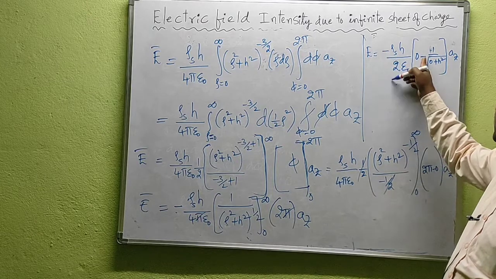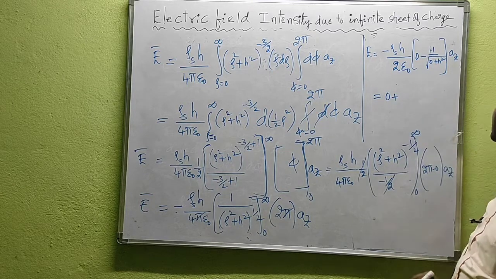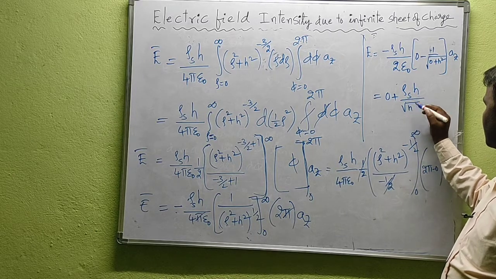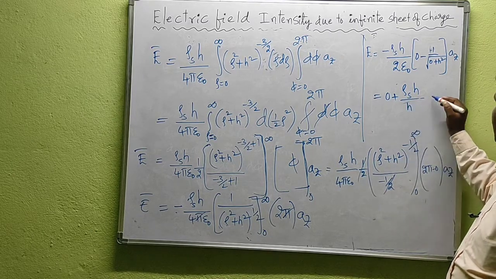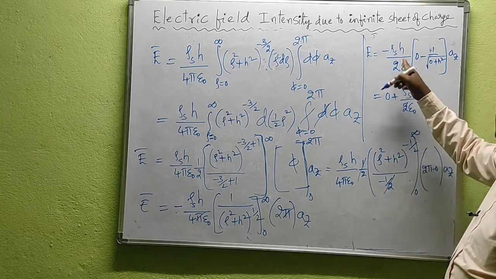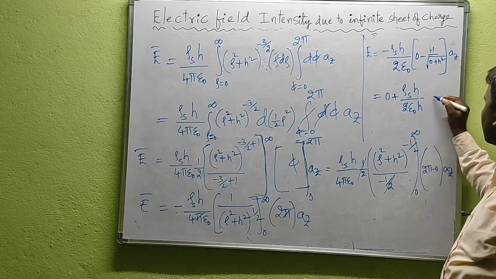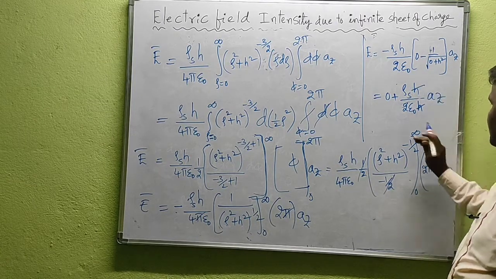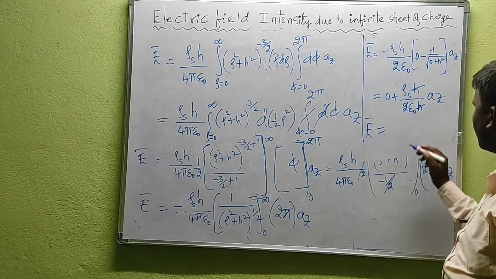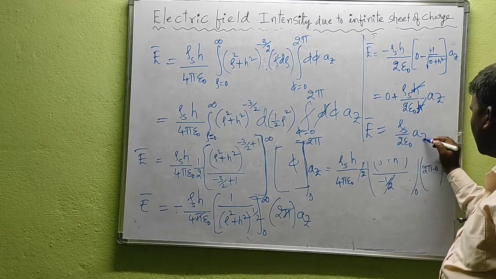Here minus into minus, 0 into something is 0. Minus into minus becomes plus, rho s into h by root h square. 0 plus h square is nothing but h, so rho s h by 2 epsilon naught. Root h square is nothing but h into az, so this h cancelled out. Finally we get E, the electric field intensity due to infinite sheet of charge, rho s by 2 epsilon naught into az.